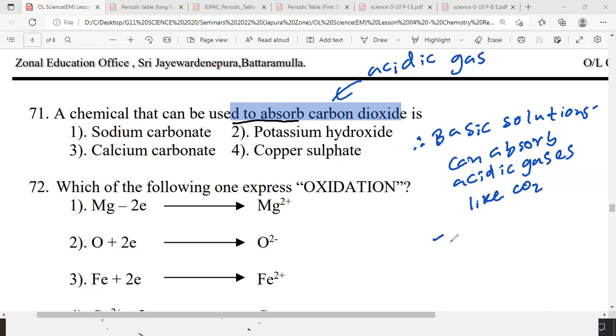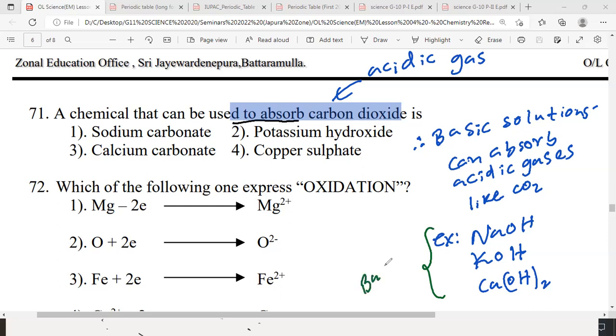So what are the examples? Basic solutions: sodium hydroxide, potassium hydroxide. They are all basic solutions. Calcium hydroxide, that is also called lime water. What is lime water? Calcium hydroxide. All these are basic solutions. They can absorb carbon dioxide. That's why we use mostly KOH for that respiration practical, with germinating seeds or grass or a frog, in the respiration experiment.